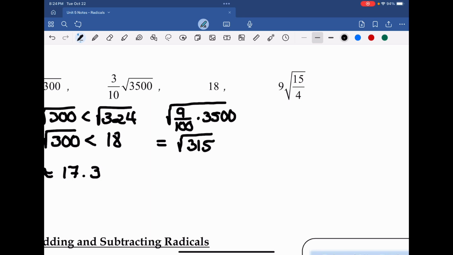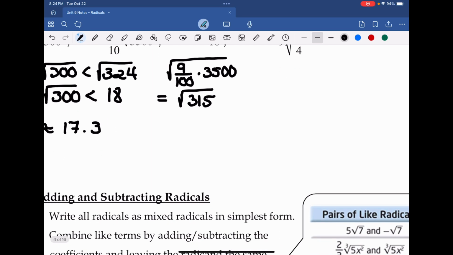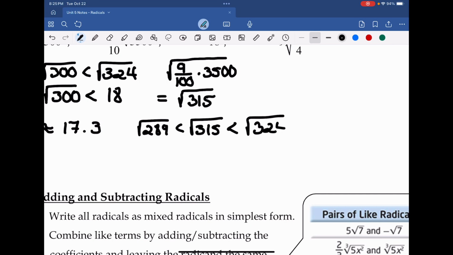And the nice thing is we actually get a very similar setup to our last one. We're going to take the square root of 289, which is less than the square root of 315, which is then less than the square root of 324. There we go. And let me redo that radical there. So 324. Excellent.